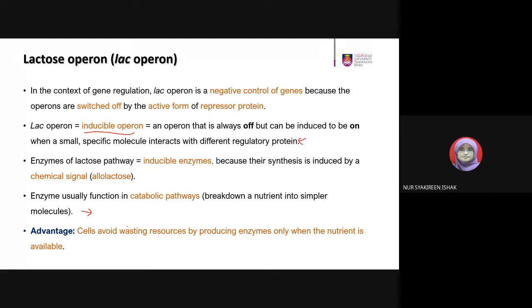So dalam keadaan normal, E. coli tak menggunakan lactose. Tapi bila awak culture dia contohnya dalam medium yang ada lactose, then only this lac operon will be switched on. Okay, it is an inducible operon. Dia hanya akan di-on-kan bila certain situation berlaku. In this case adalah dengan adanya inducer which is allolactose.